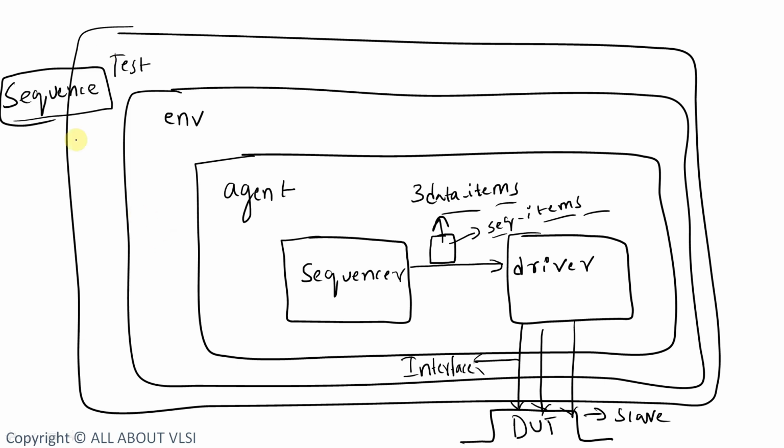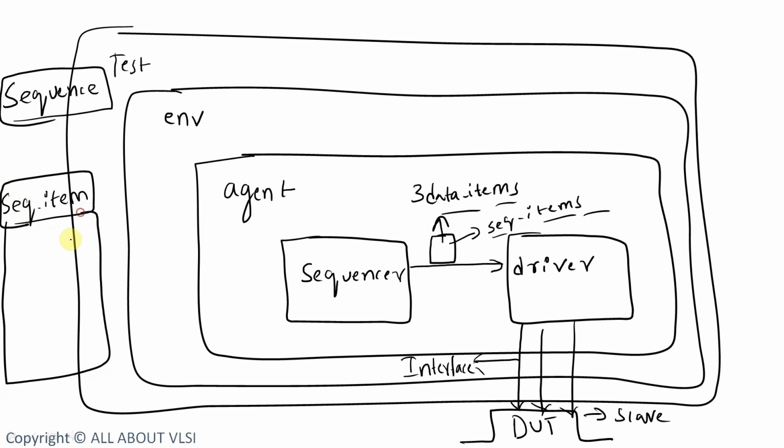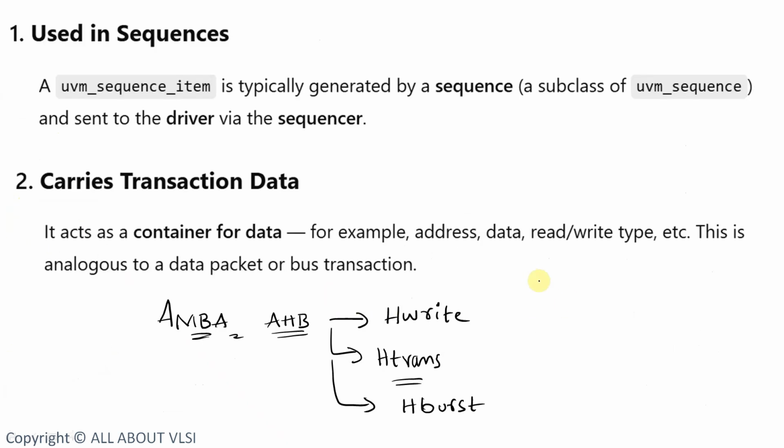This sequence is going to randomize the data which is present in the sequence items. So there will be two classes: one is known as sequence and another is known as sequence item. In the sequence item, we are going to declare all the data items. I will write them down here.